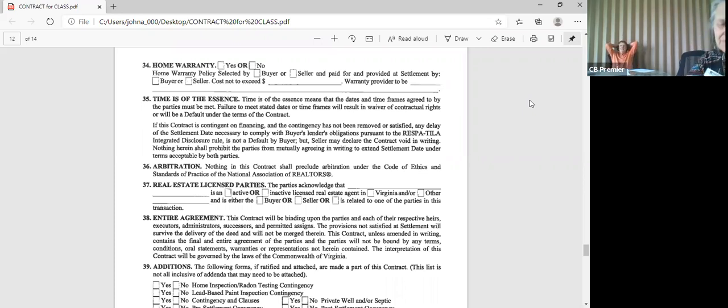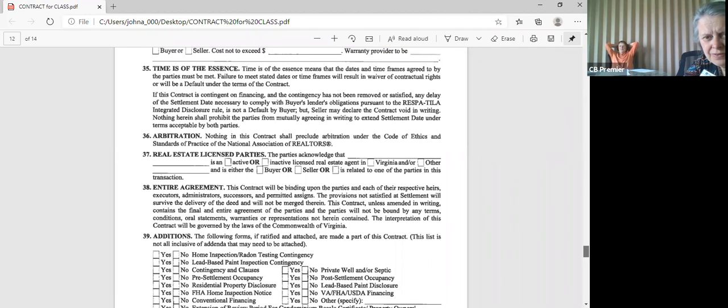Time is of the essence simply means this, and I know you learned this in your class, that it has to go down on the day they say it's going to go down. If things change on that, then you need to do an addendum or an amendment to the contract, okay?